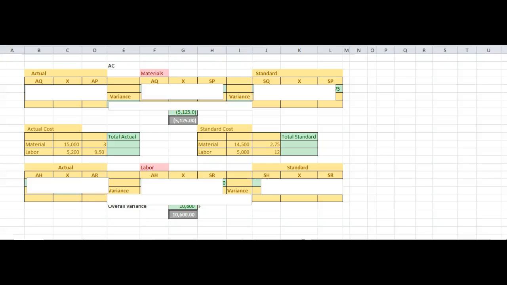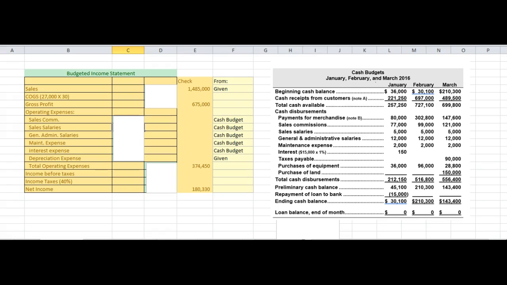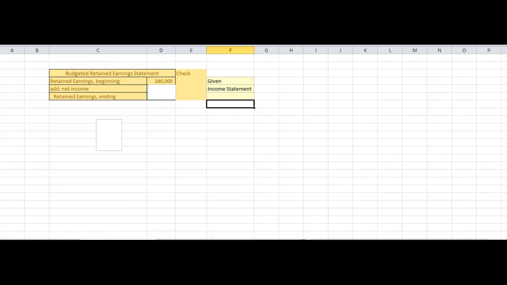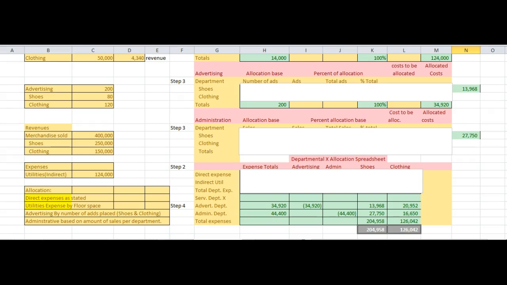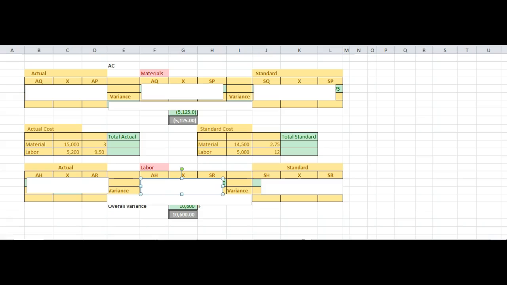Okay, as promised, here is a review of the review. This is the test 3 review, and we did it Monday. So it's going to be in 3 parts. I'm going to do the variance first, and then the budgeted financial statements second, and then finally I will do the departmental allocation. So let's get started. Variance.